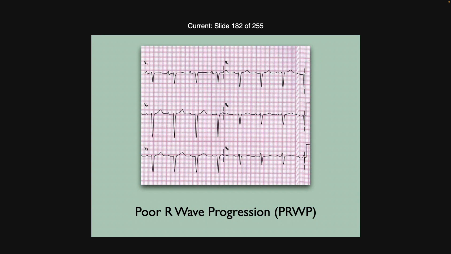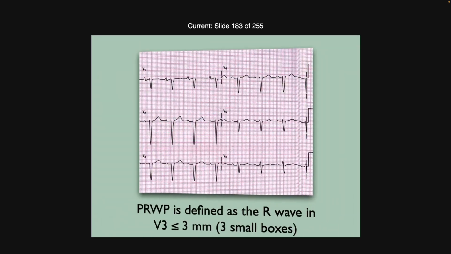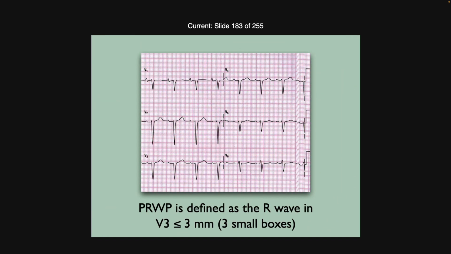Here is the famous PRWP, the poor R wave progression. And if you look at the R waves, they just don't progress. They just sort of sit flat. Poor R wave progression, you do not need to know this, is defined as the R wave in V3 being less than 3 millimeters.